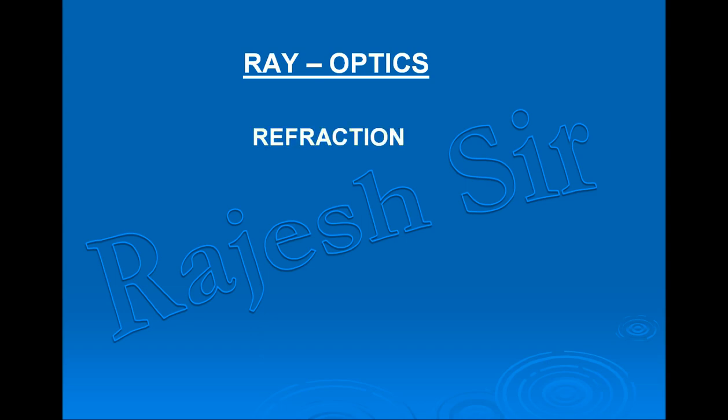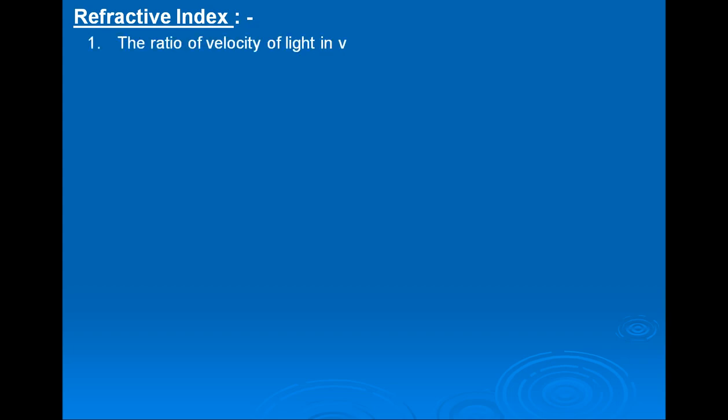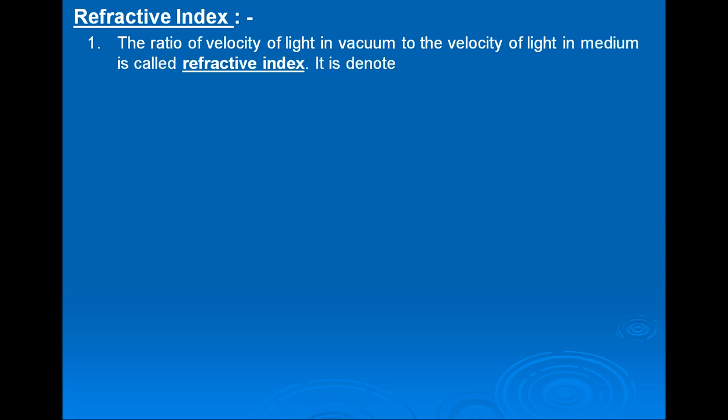Hello student, now we will discuss ray optics, refraction, the refractive index of a medium. Refractive index: the ratio of velocity of light in vacuum to the velocity of light in medium is called refractive index of medium. It is denoted by the Greek letter mu.